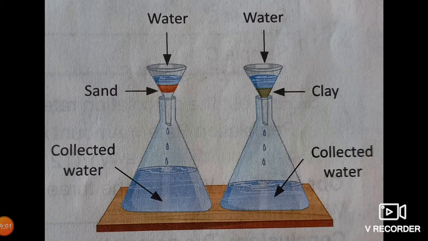First, line the funnel with filter paper. Then place the sand in one funnel and clay in the other funnel. Now pour 500 milliliters of water into each funnel.